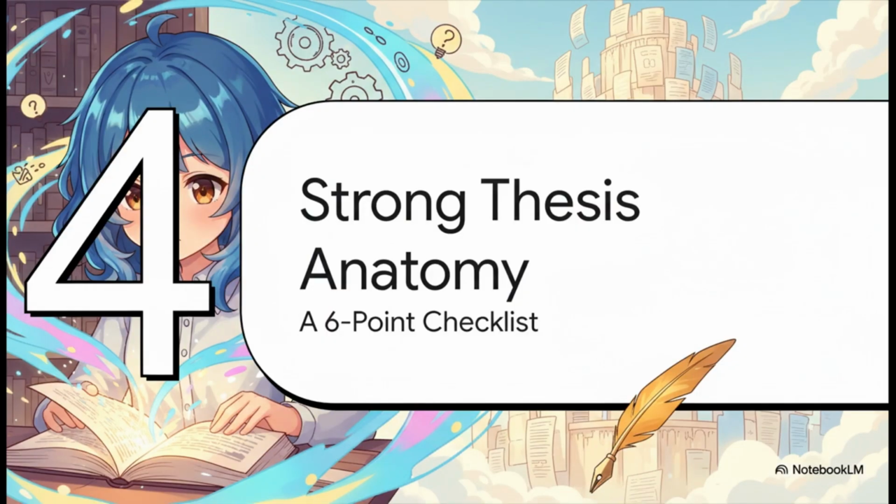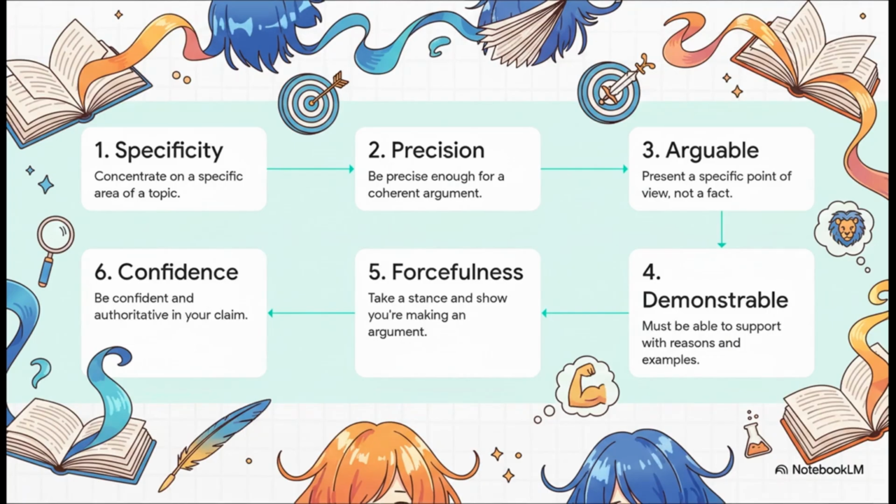But here's the thing. Not all thesis statements are created equal. A really strong one has a very specific anatomy. So let's go through a quick checklist of 6 qualities that separate a kind of weak thesis from one that gives you a rock-solid foundation for your writing. Okay, so a strong thesis has to be specific and precise. It needs to be arguable, not just some obvious fact. You have to be able to demonstrate it with evidence. And finally, you've got to present it with forcefulness and confidence.